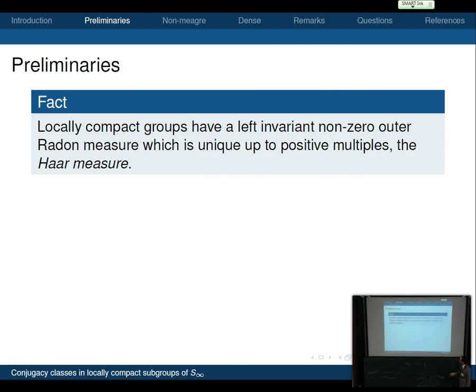So preliminaries: locally compact groups have a left invariant non-zero outer Radon measure, which is unique up to positive multiples. So the example is Lebesgue measure on the additive group of real numbers. And the key here is that it's left invariant, and the other thing is that it's a Radon measure, which means it can be approximated from the inside by compact sets and from the outside by open sets. So it's a very nice measure.